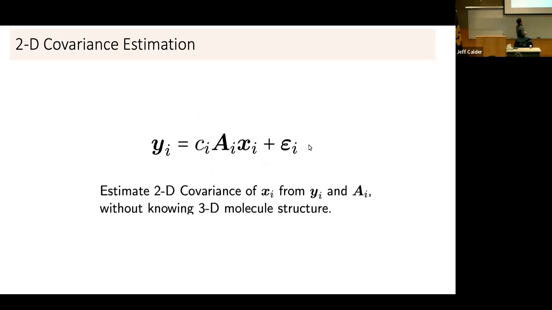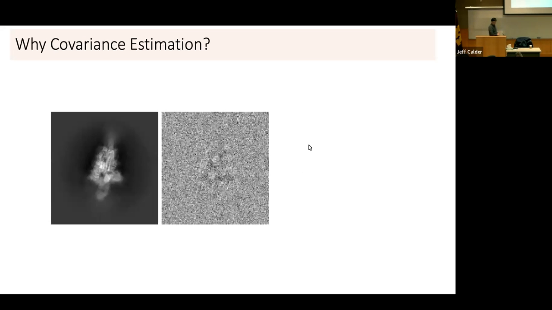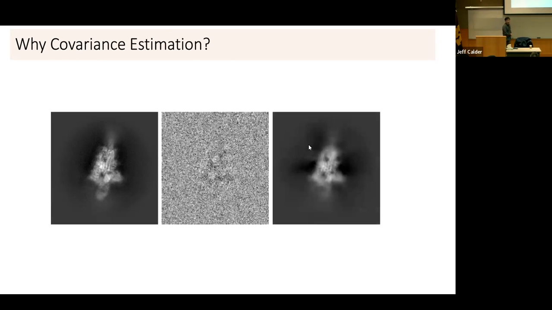So our task is to estimate the covariance of the clean images Xi from the observation of Yi without knowing anything about the 3D structure. So why do we care about this? For example, if you look at the noisy image and you want to recover the original image, this is what our algorithm does.